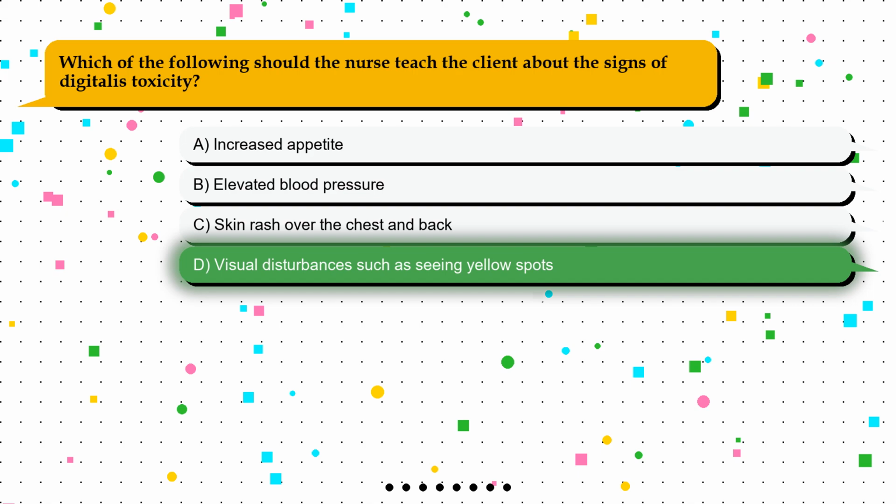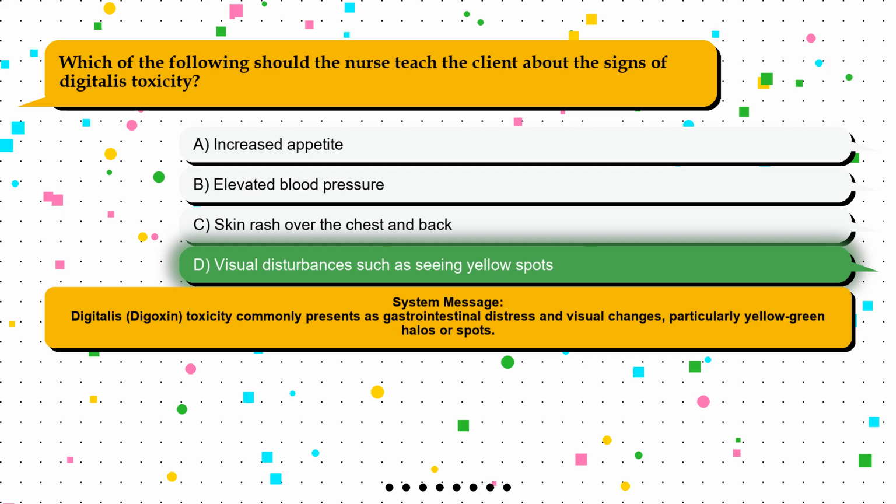The correct answer is option D. Visual disturbances such as seeing yellow spots. Digitalis, or digoxin, toxicity commonly presents as gastrointestinal distress and visual changes, particularly yellow-green halos or spots.